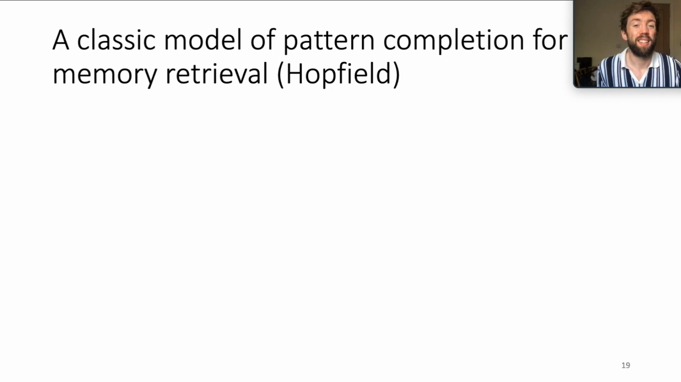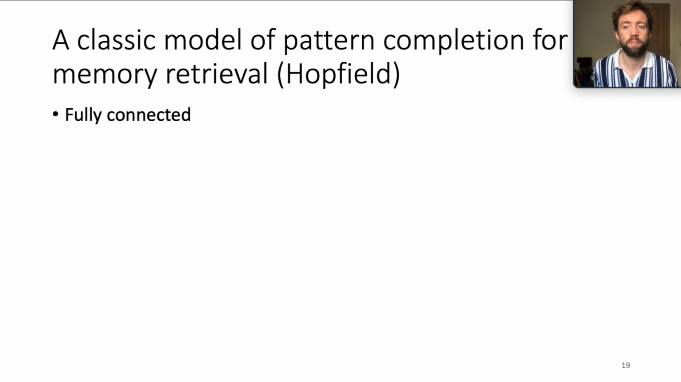So now we're going to speak briefly about a classic model of pattern completion for memory retrieval. Those of you who've taken computational neuroscience in third year will have come across this before, so we're just going to go across it again and revise it briefly. So the Hopfield model is a very early neural network model from 1982 that was very influential.